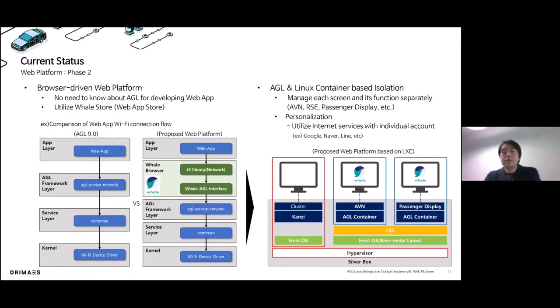After finishing the phase one development, Drimaes and Naver decided to proceed with a bolder idea. This is what we call a browser-driven web platform. The first motivation is to invite web developers into AGL. We've been developing a browser-to-AGL interface to communicate with a JavaScript library, which web developers are accustomed to. By doing so, there's no need to know about AGL for developing web apps, while the AGL framework and its service layer are fully supported. The second motivation is to utilize the web app store. Since our partner, Naver, has their own web app store and browser, we think it is a good way to deploy their experience on the browser and web app store.